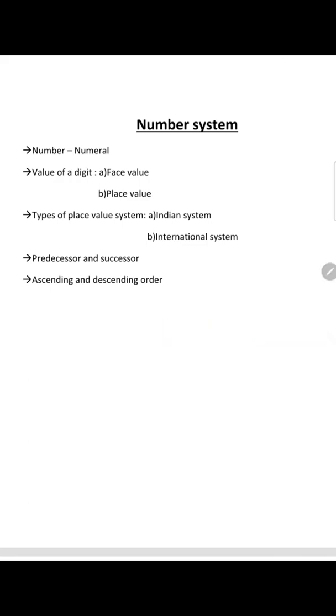Students, let us go to a new topic called predecessor and successor. Let me take one example and explain this topic to you. I am going to take 56 as my example. So, what is meant by predecessor? The before number is known as predecessor. So, what is the number before 56? It is 55. 55 is the number before 56. So, we will call 55 as the predecessor of 56.